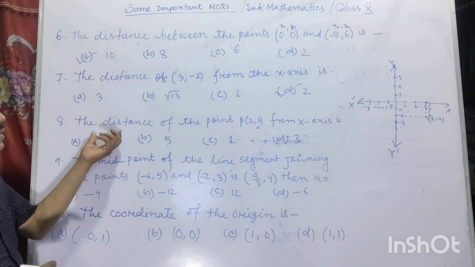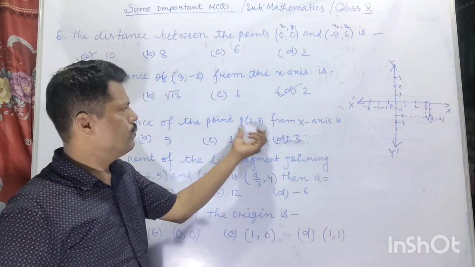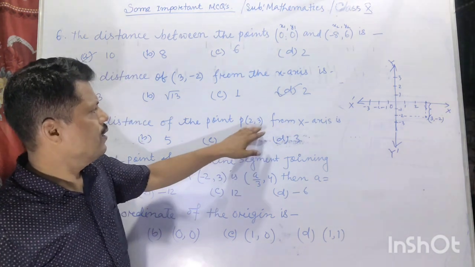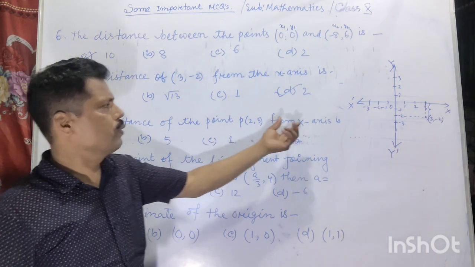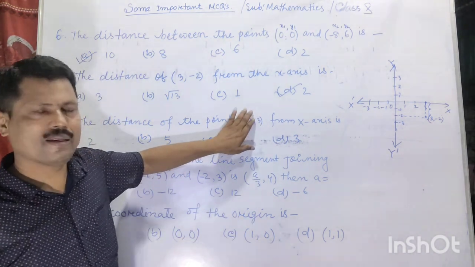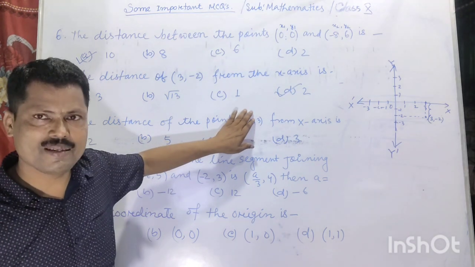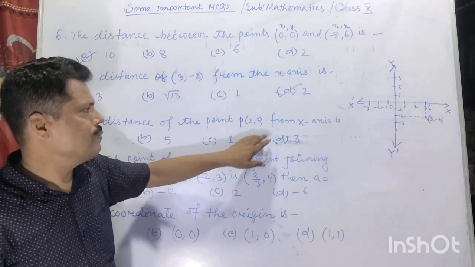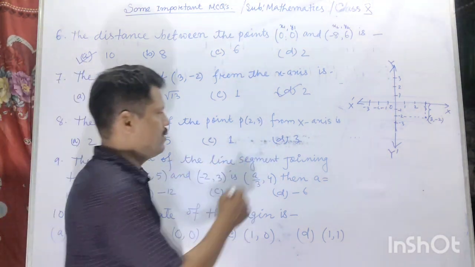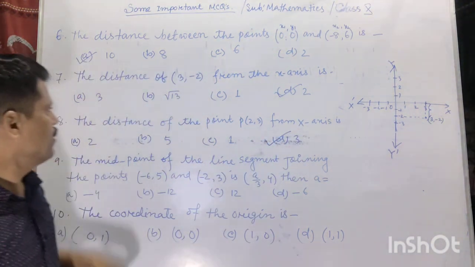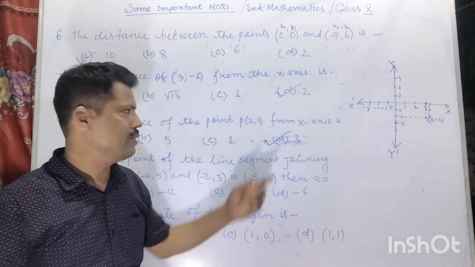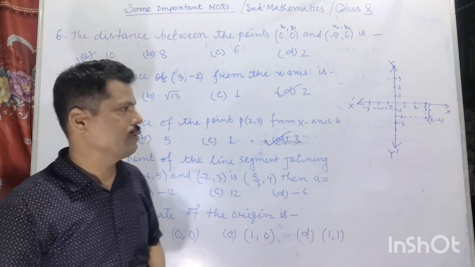Next one, the distance of the point P from the x-axis. This one we can also say directly, because the point given is 2 comma 3 and we want the distance from the x-axis. So we hide the x coordinate, then the y coordinate value is the distance from the x-axis. The distance will be 3. Option D is correct for this question.